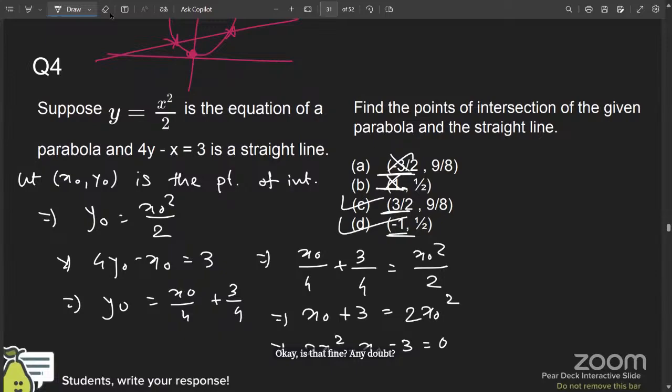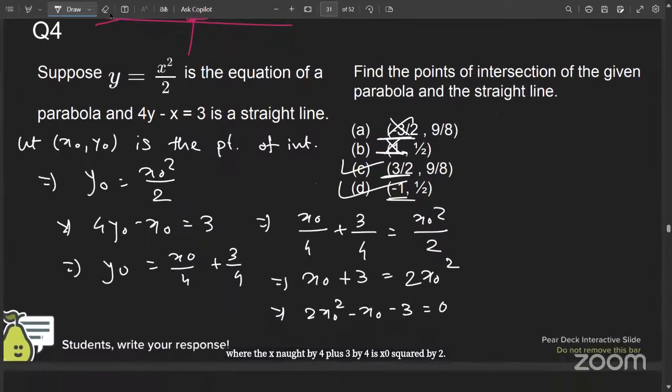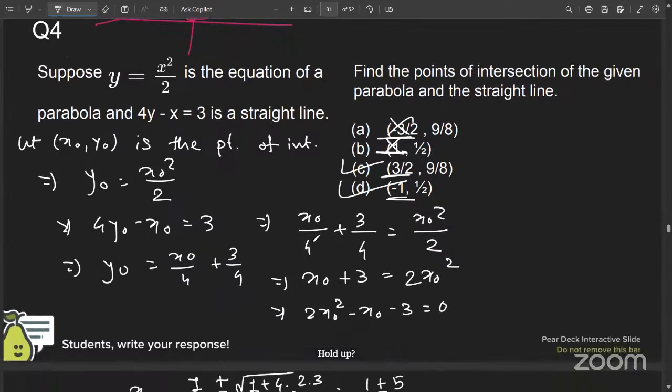I have a doubt here. Where you are talking about x0 by 4 plus 3 by 4 is x0 square by 2, I didn't get that. Sorry.